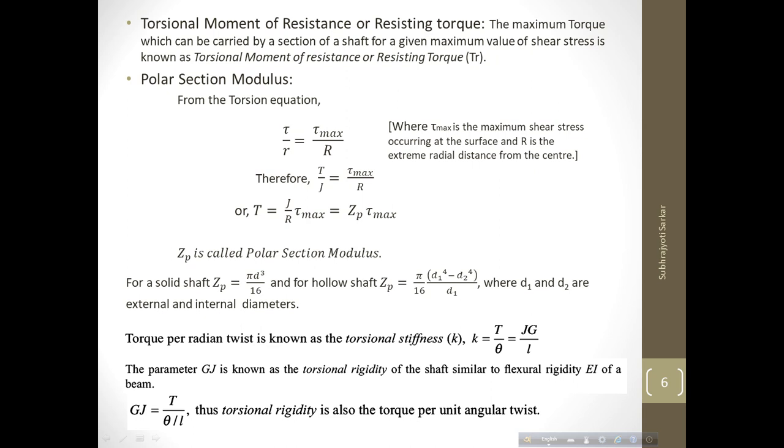So, for the torsion, we have some important terms. Number one is torsional moment of resistance, or resisting torque. I have already explained the resisting torque, still I am just repeating it. The maximum torque which can be carried by a section of the shaft for a given maximum value of shear stress is called the torsional moment of resistance or the resisting torque.